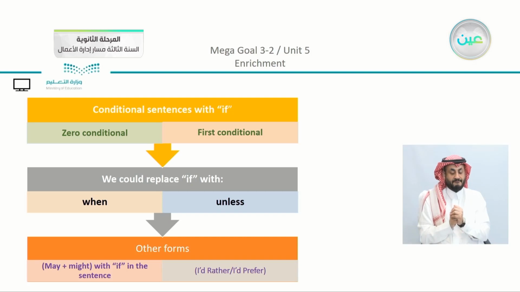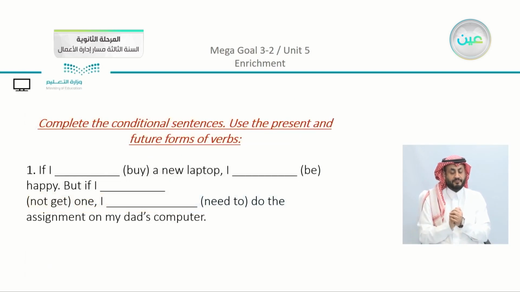Now we have also studied other forms. We have here may or might with if in the sentence, and we have I'd rather or I'd prefer to show, of course, preference in the sentence. Now we're going to apply what we had studied before, and I gave you the hints just to refresh your memories. Now we're going to see what we have in the exercise.